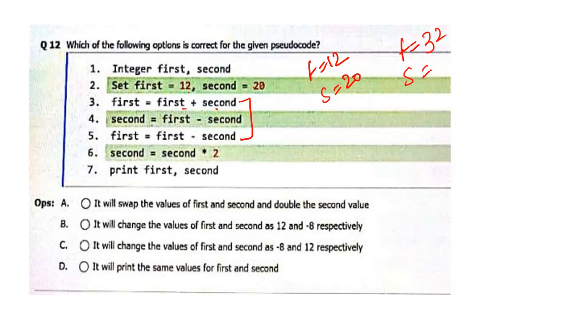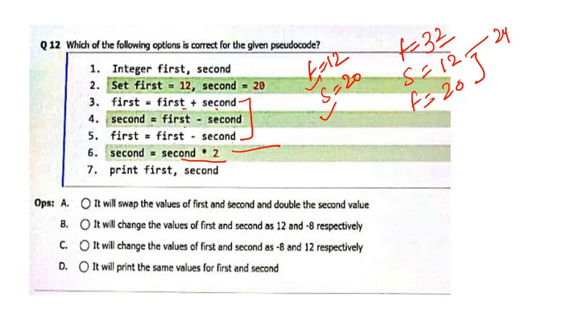And next, in second, what we are having is first minus second. So what is the value of first? 32. What is the value of second? 20. 32 minus 20 will give us 12. Right? And next, what again we are doing, first equal to first minus second. So what is the value of first? 32. 32 minus 12 will give us 20. So you can see the values of first and second have been swapped now. And then on the next line, we are just doubling the value of second. So that is, we are making it 24.